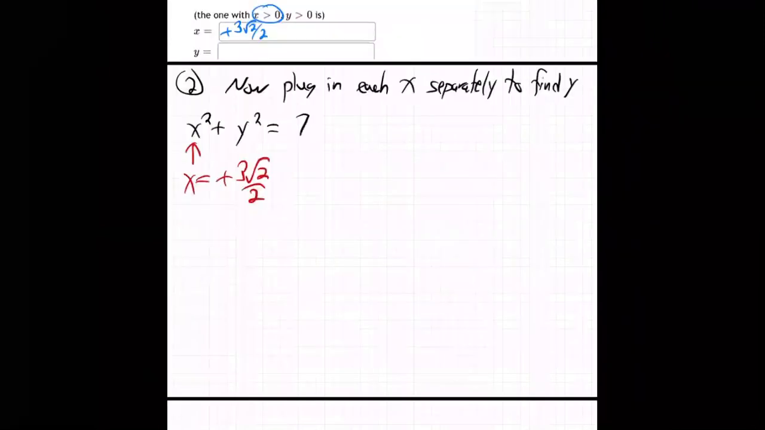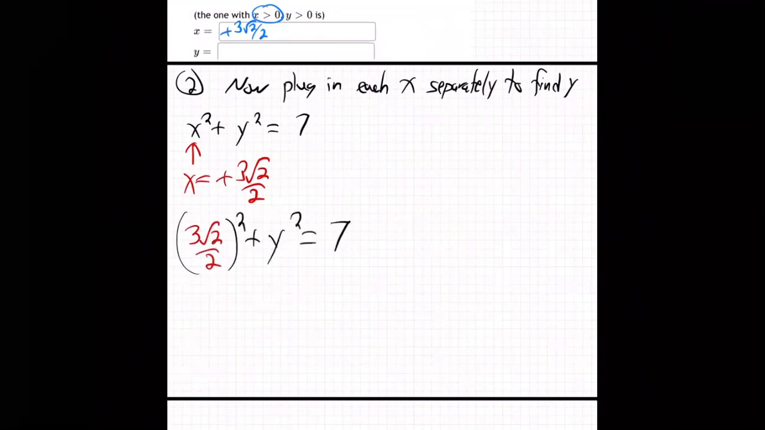So what do we get then? We get 3 square root of 2 over 2, squared, plus y squared is 7. Okay, and then we start squaring things. You just got to square the 3, remove the root, and square the 2. So it'll be 9 over 4 times 2. Was that too quick? Did you understand that? So I squared the 3 and the 2, become 9 and 4. Now what about the root? Well, it's square root of 4, which is 2, isn't it? Or it just removes the root, either way you want to say it.